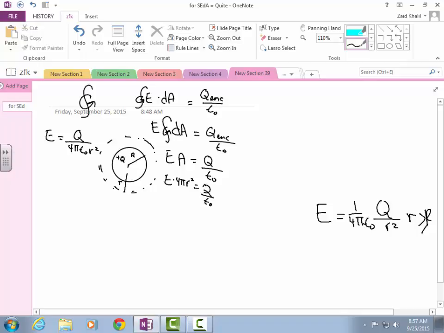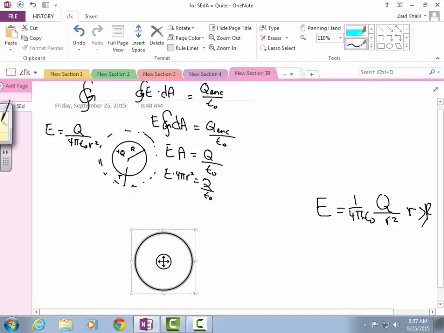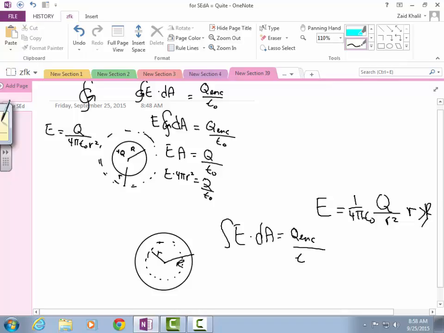So inside, now we take the same sphere. If we wanted to find inside, where am I going to put my Gaussian surface? Inside. Now this is inside. The whole radius is big R again, but this radius is little r. And so now you do the same thing. The integral of E dot dA equals Q enclosed over epsilon naught.